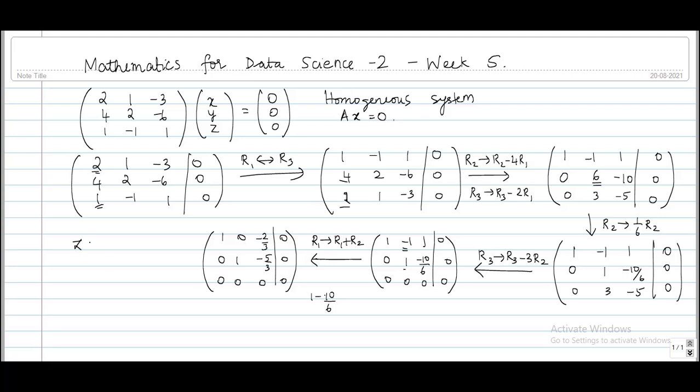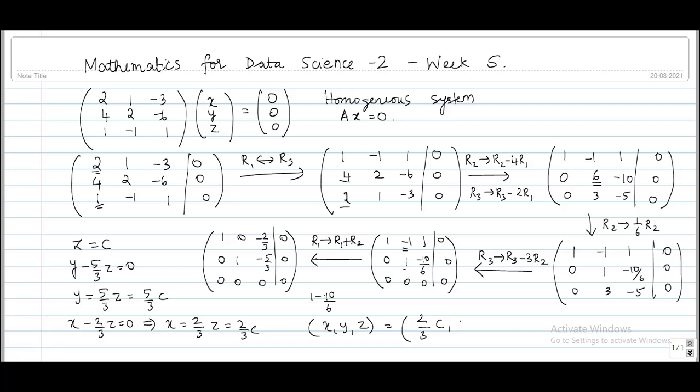So z is an independent variable, as I already mentioned. So z can be taken to be some constant c. From the second row we will get y minus 5 by 3 z is equal to 0. So y is equal to 5 by 3 z, that is nothing but 5 by 3 c. And then from the first row we have x minus 2 by 3 z is equal to 0, which implies x is equal to 2 by 3 z, that is 2 by 3 c. So the final solution x, y, z is nothing but 2 by 3 c, 5 by 3 c, c.